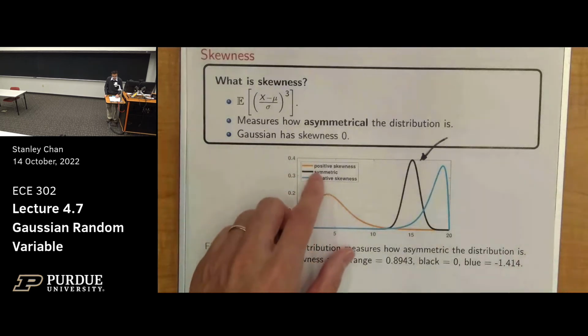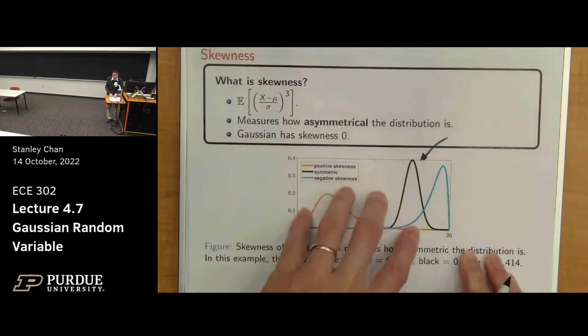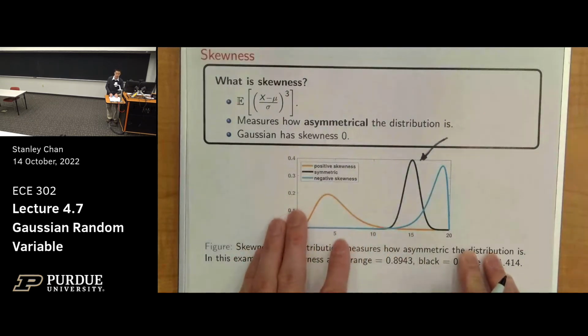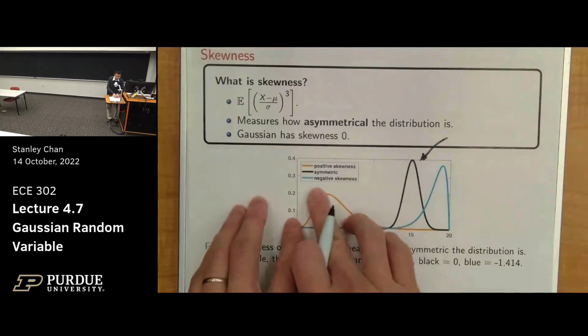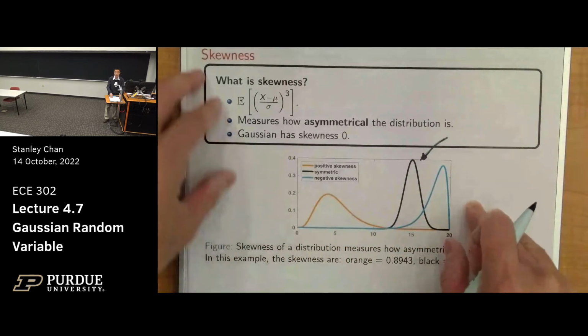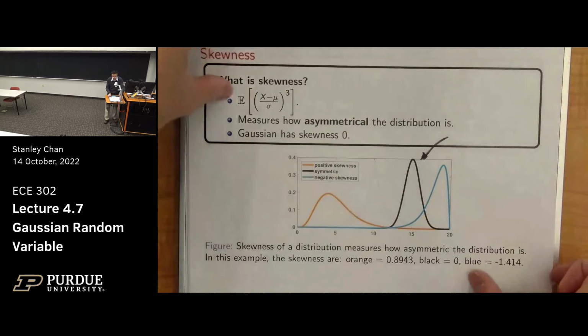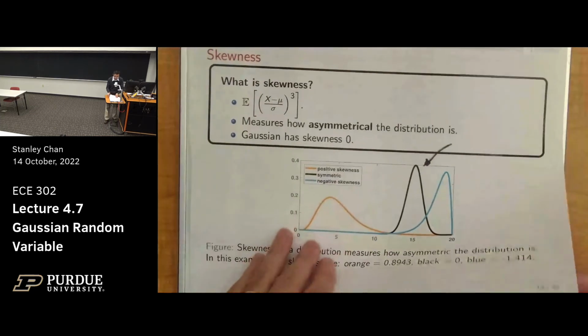If you have a positive skewness, then your mass is concentrated on the left-hand side. Whereas if you have a negative skewness, then your mass will be concentrated on the right-hand side. So that can be a very useful quantity as you evaluate your data sets, as you're looking at how asymmetrical your data set is. So that will give you some measure of the distribution.